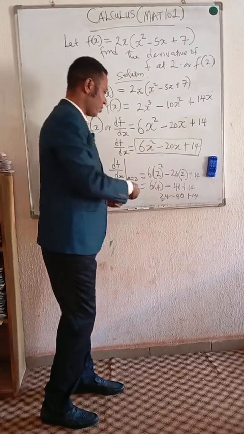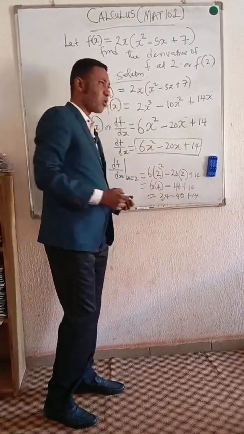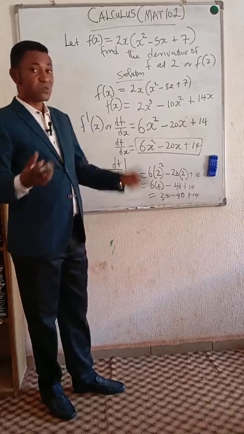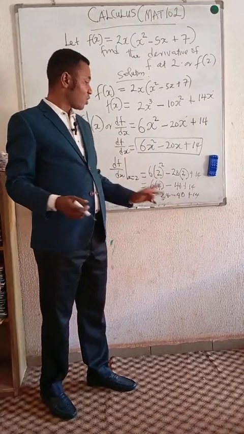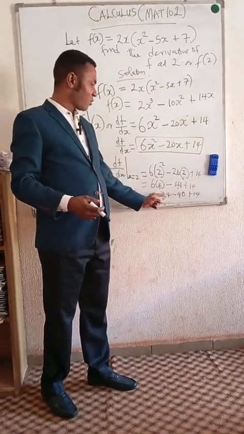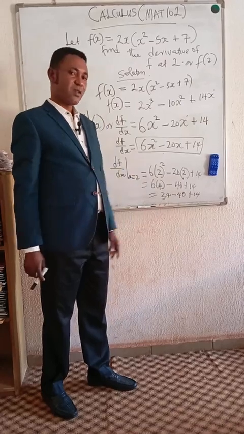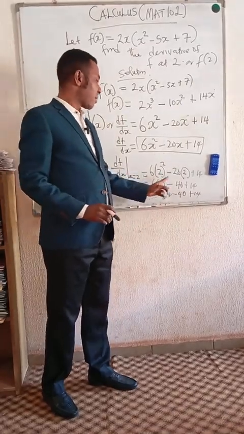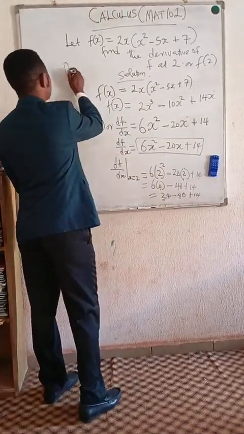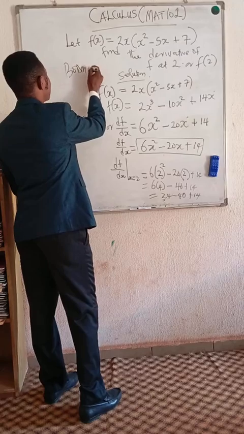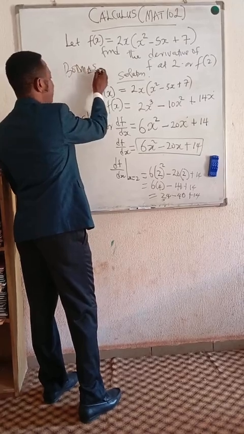So look at this very well. If you are not very careful, that is where the majority of students have problems. You have 24 minus 40 plus 14. What are you going to do? You follow BODMAS here. Don't just say 24 minus 40. You fail. Follow what? BODMAS. Remember, you must add before you subtract. BODMAS. You add before you subtract.